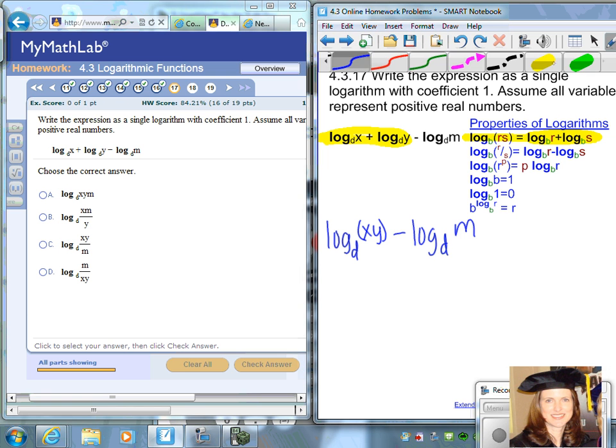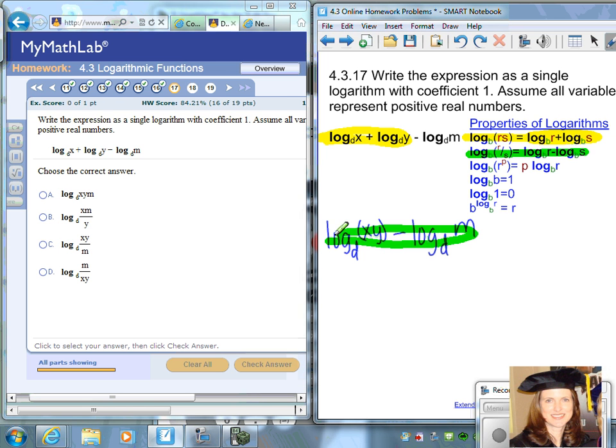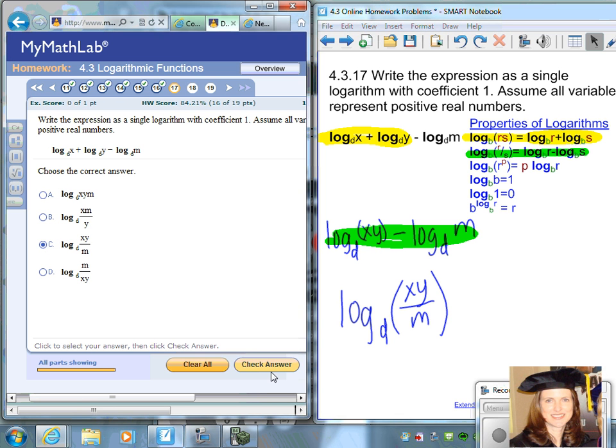Now we're going to use the second property of logarithms, the quotient property, to combine these two. They're split with a minus sign to get log base d. If they're split with a minus sign, we write it as a quotient. xy in the numerator, m in the denominator. So log base d of xy over m. Make your choice and check your answer.